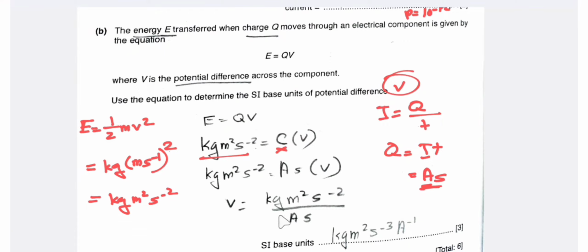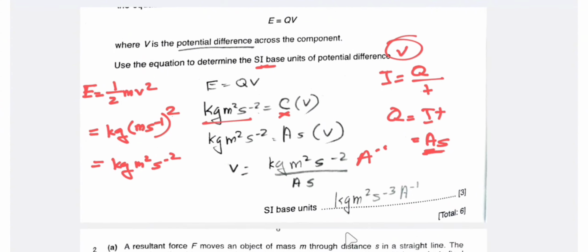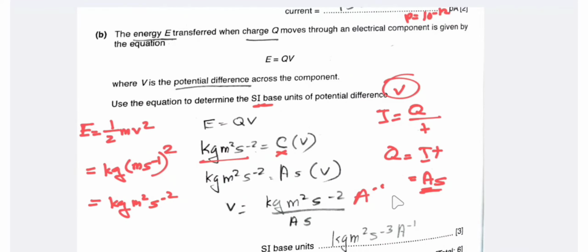So the overall SI base unit of voltage becomes kg meter square per second square, divided by second, so per second cube, and since it is also divided by ampere, so per ampere. So this is the overall SI base unit for potential difference.